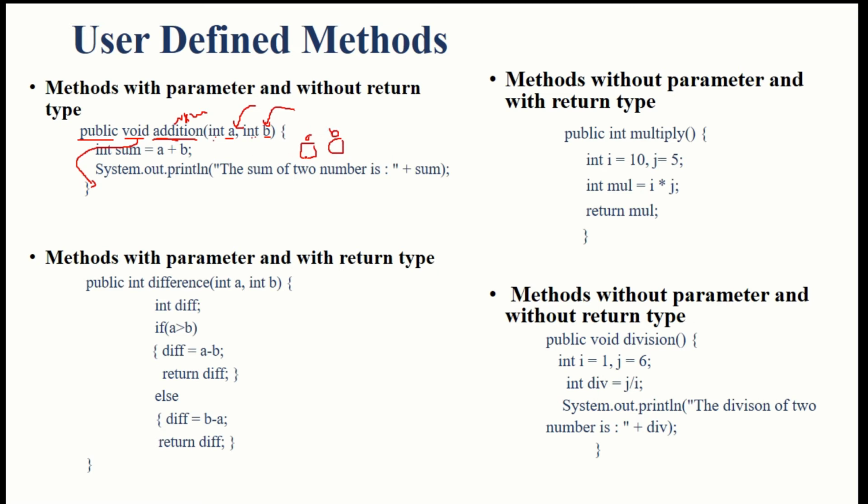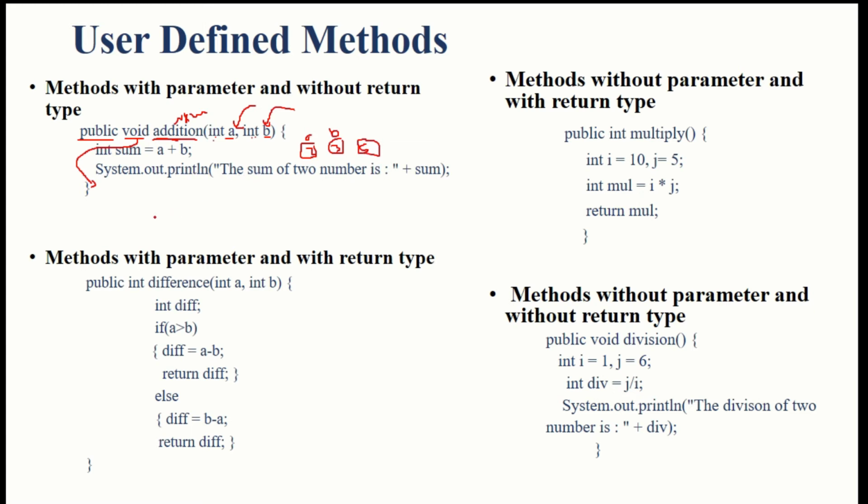Let's say, for example, you send it 2 and 3. The method will use a equal to 2 and b equal to 3. It will do the sum, which will be equal to 5, and then the system will print this statement.